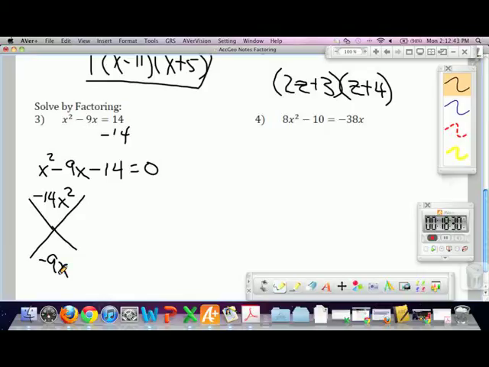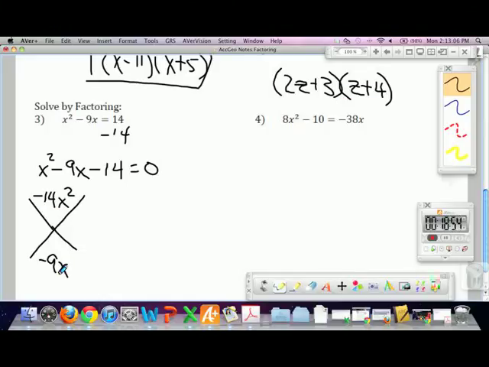Your only real candidates are 7 and 2. But to multiply to a negative, one's got to be positive and the other's got to be negative. So you're either positive 7, negative 2, or negative 7, positive 2. Either way, you get either 5 or negative 5. You don't get negative 9. So this is going to have no integer solutions, unfortunately. Or it's just not factored.